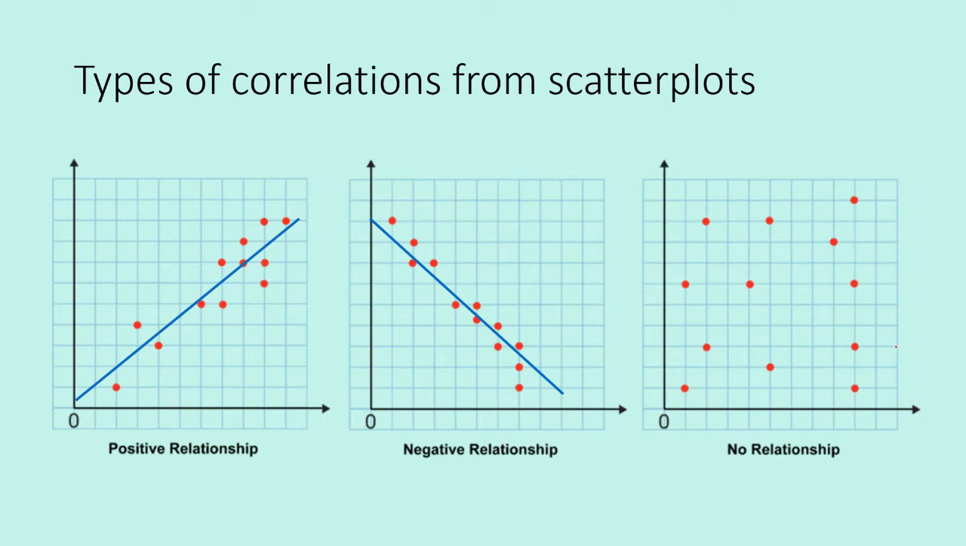So this is a summary of the types of correlations. A positive relationship will have a line in this direction. A negative relationship, sometimes we call that an inverse relationship, goes this way. And no relationship means that you can't draw a line of best fit.